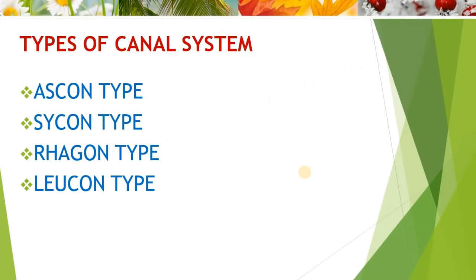Types of canal system. There are four types of canal system. First is the Ascon type, Sycon type, Rhagon type, and Leucon type. Now we will discuss one by one.